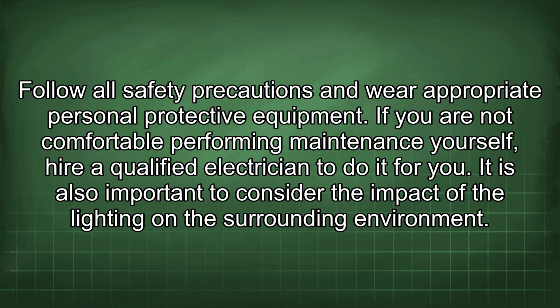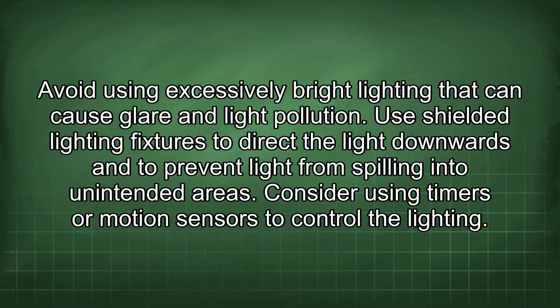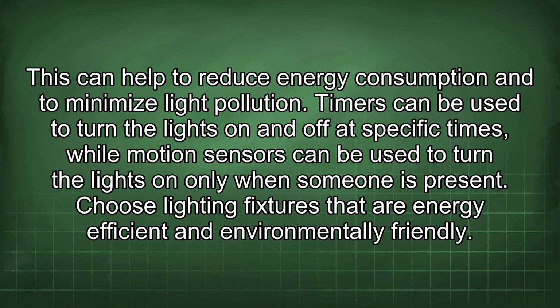It is also important to consider the impact of the lighting on the surrounding environment. Avoid using excessively bright lighting that can cause glare and light pollution. Use shielded lighting fixtures to direct the light downwards and to prevent light from spilling into unintended areas. Consider using timers or motion sensors to control the lighting. This can help to reduce energy consumption and to minimize light pollution.